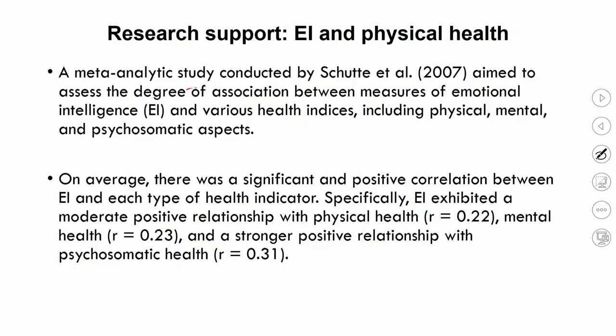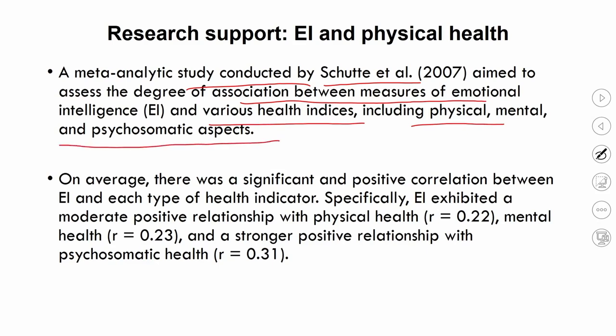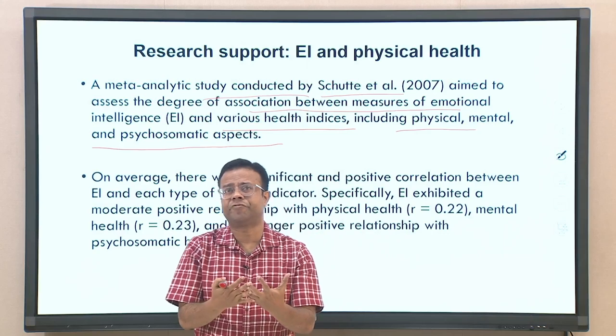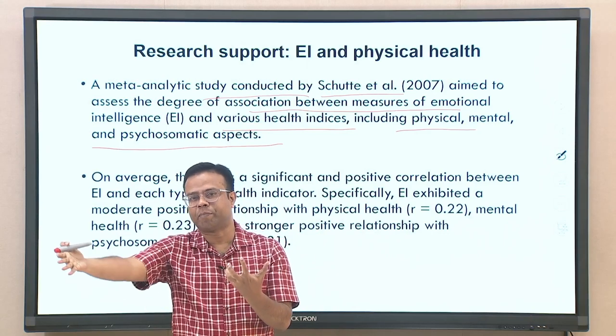So, one of the meta-analytical studies conducted by Schutte et al., 2007, where they tried to assess the degree of association between emotional intelligence and various health indices including physical, mental and psychosomatic aspects. Meta-analysis basically summarizes various studies that are done in a particular area.